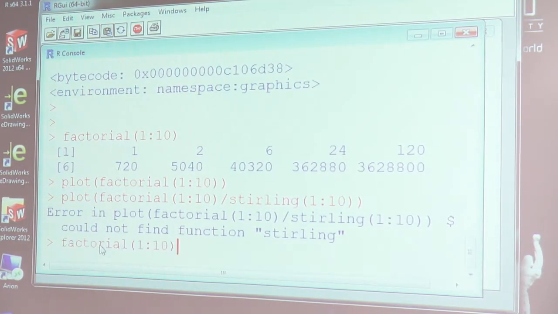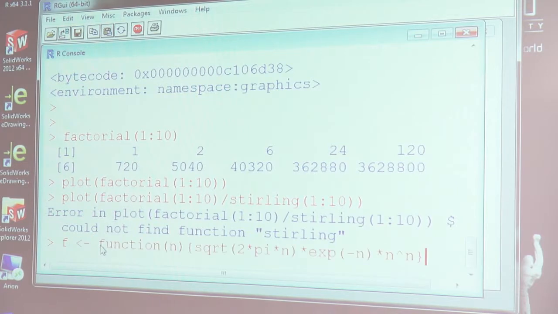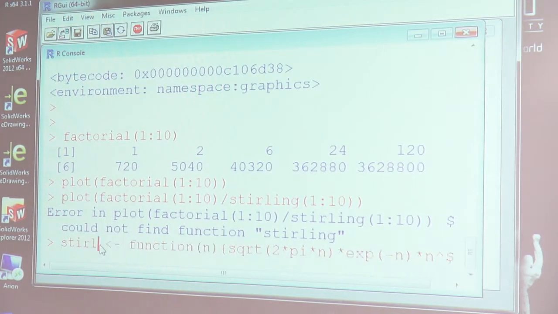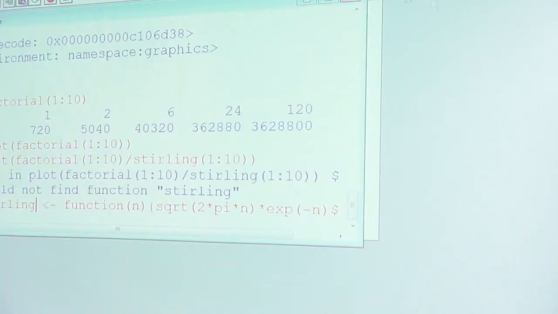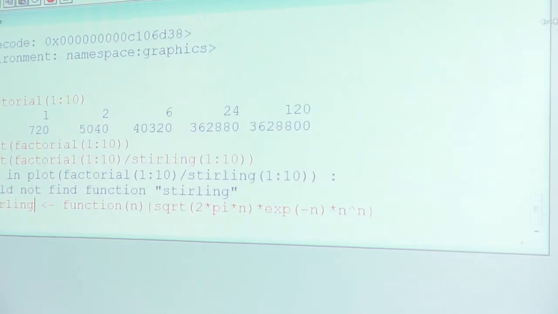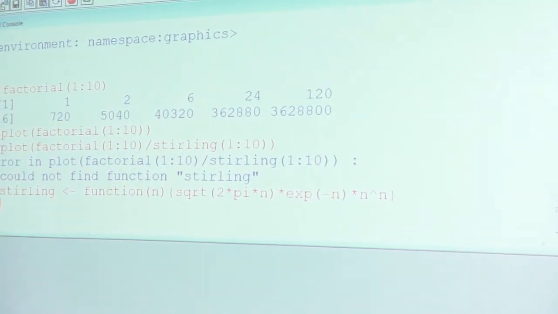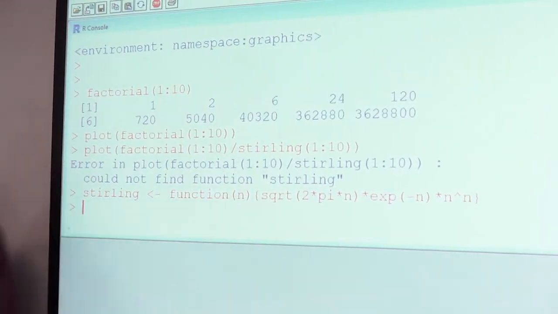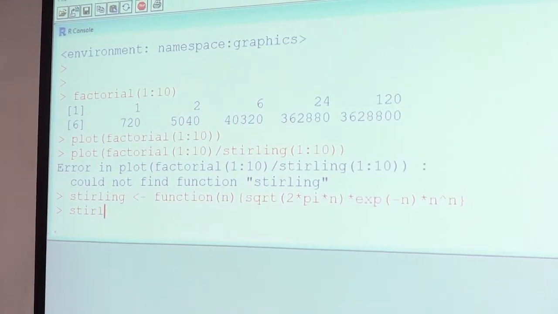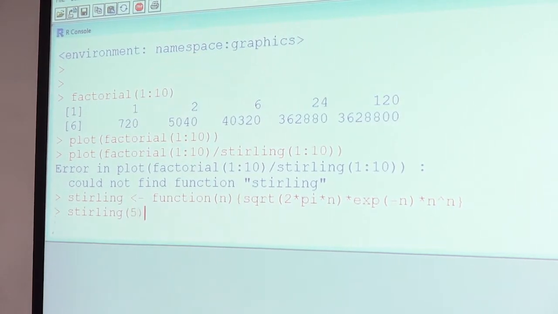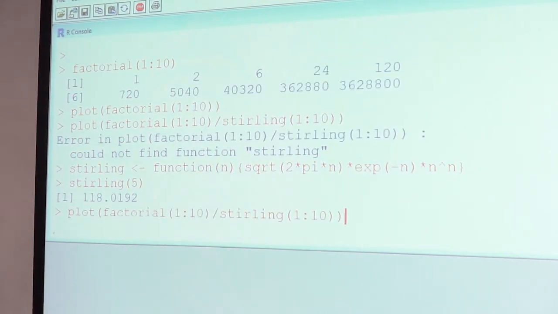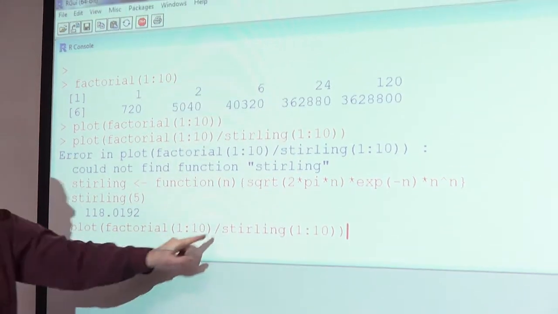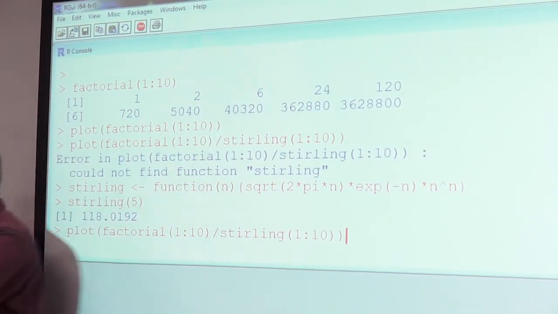Oh, because I called it f. I can call my function anything. So Stirling becomes a function of n. So now I can type Stirling of, let's say, 5, and we've done that before. So now this will work. Now if I say plot factorial 10, now I'm plotting the ratio, which should of course be equal to 1.